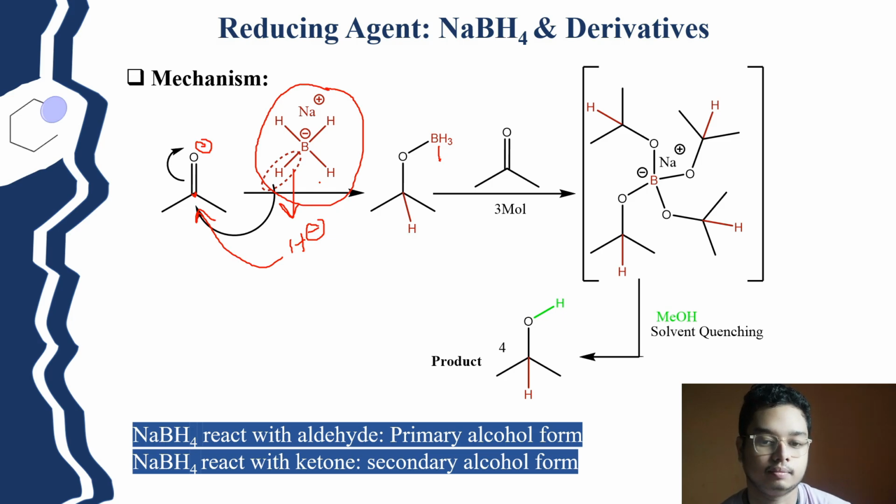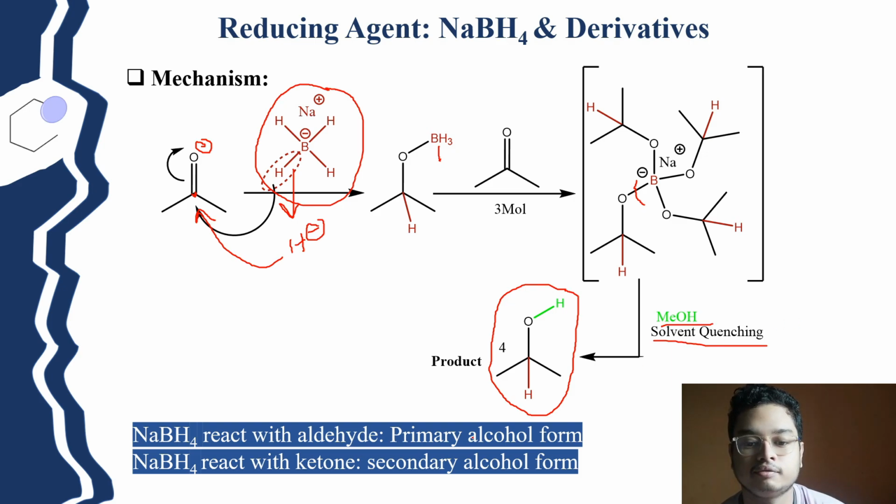of carbonyl compound. Okay, and after generating this type of gigantic intermediate, this particular B-O bond gets cleaved in the presence of solvent, so it is called solvent quenching, and after solvent quenching we get this product. Now as I already discussed in our previous slide, the solvent has an interesting role in the mechanistic pathway while treating a carbonyl compound with NaBH4.